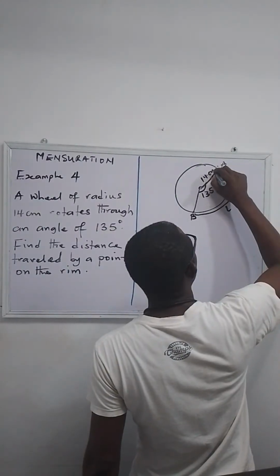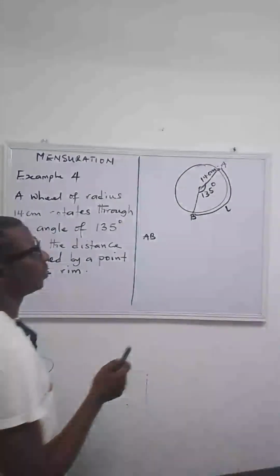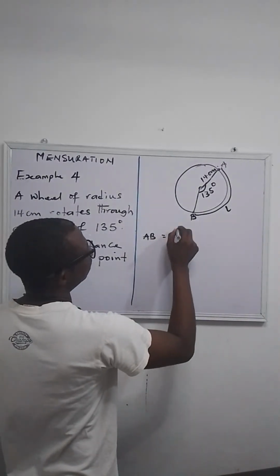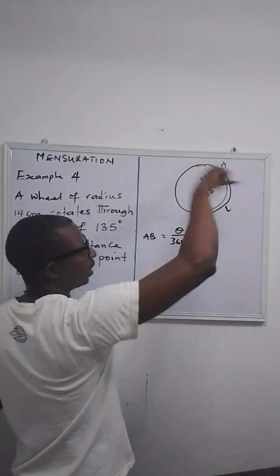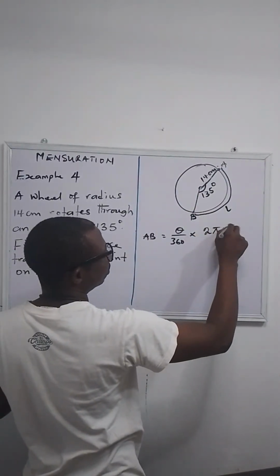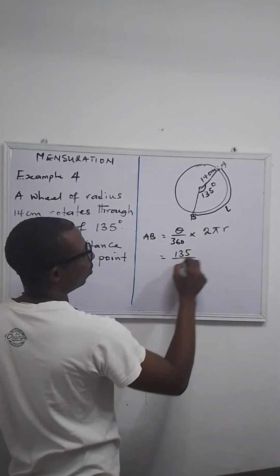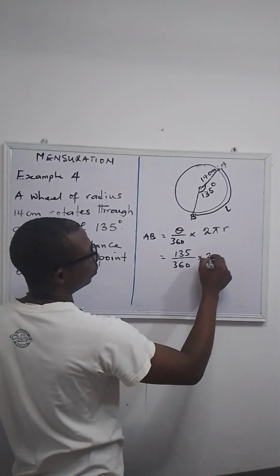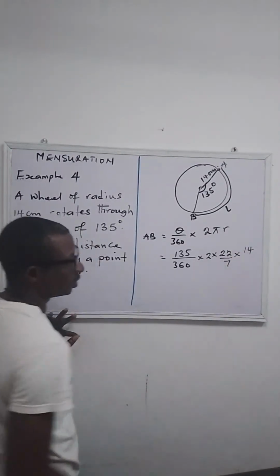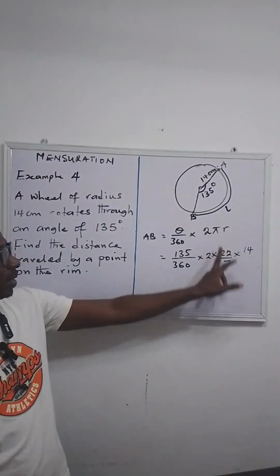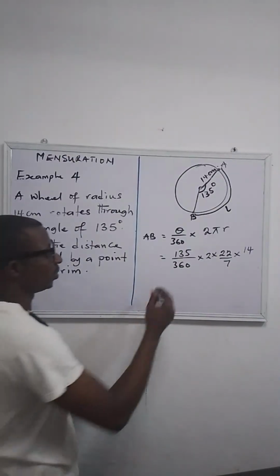We have 14 centimeters. So the distance AB covered by the wheel is going to be theta over 360 times the perimeter of the circle, that is 2 pi r. So that gives us 135 over 360 times 2 times 22 over 7 times 14, which is the radius. We just plug in this, and pi is the same thing as 22 over 7. Theta is the angle given. So now let us find a way of simplifying this.